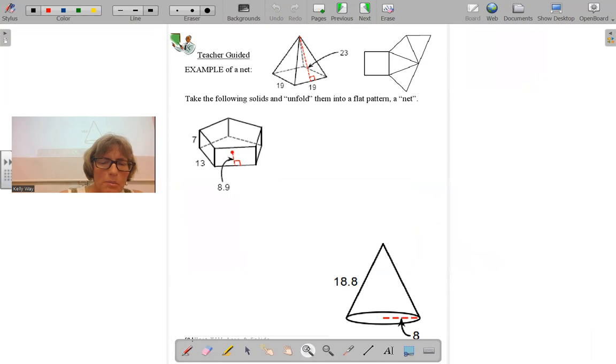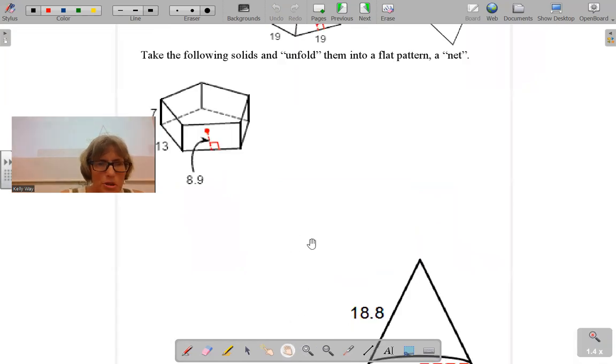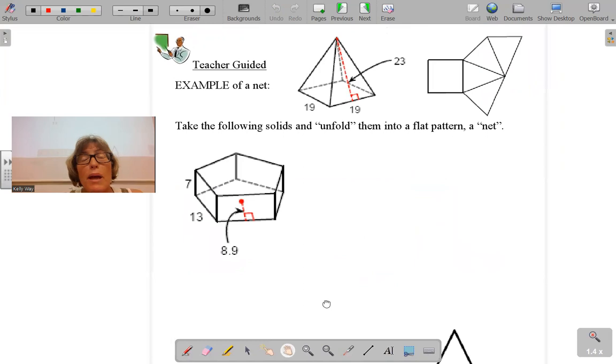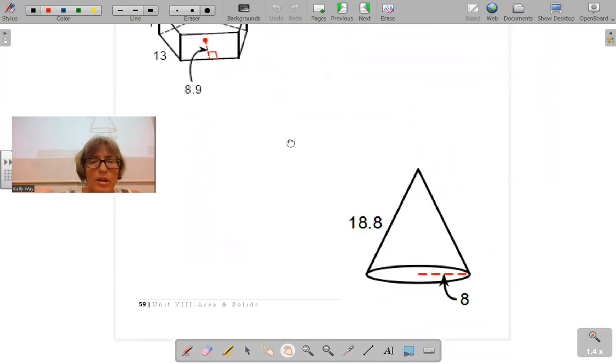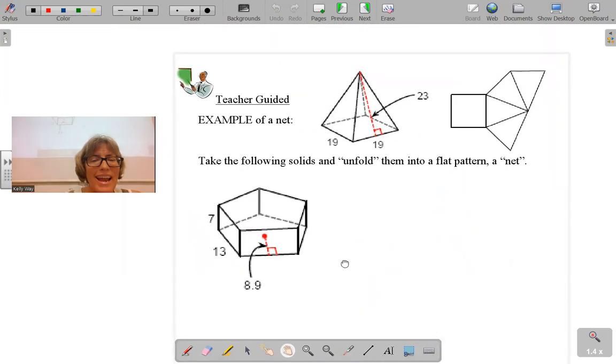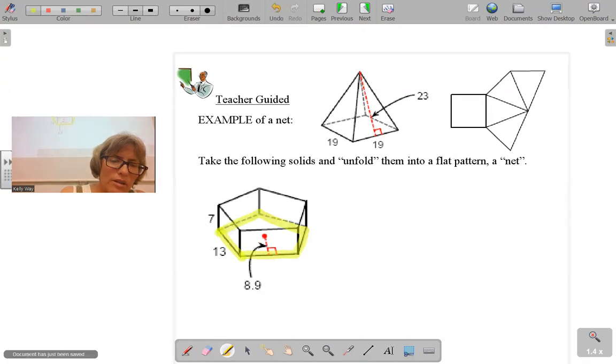I'm going to give you a little bit of practice doing nets. You need to be able to do this. So here we have a pentagonal prism and a cone. And we're going to flatten it out. I'm going to start with this bottom pentagon.